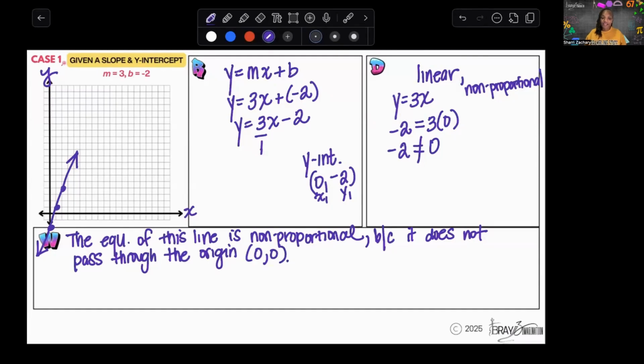To recap, for this problem, we see that we have a slope of 3. Our line crosses the y-axis at 0, -2, which makes it non-proportional because it does not pass through the origin 0, 0. But it is still a linear relationship. Okay, let's go to case 2.